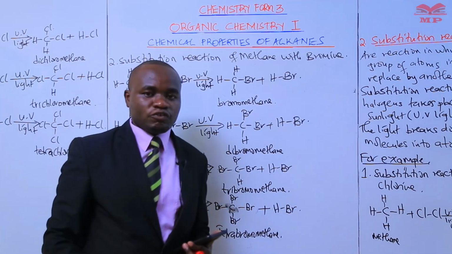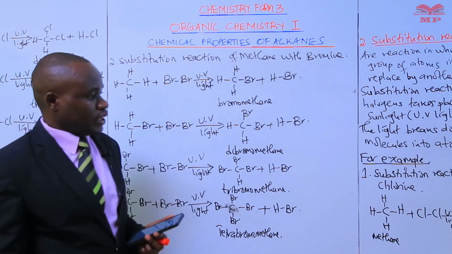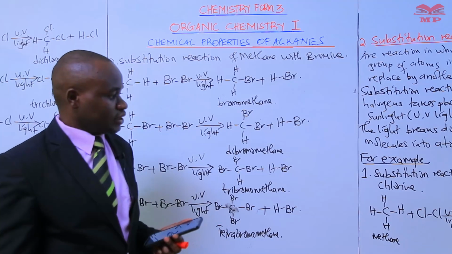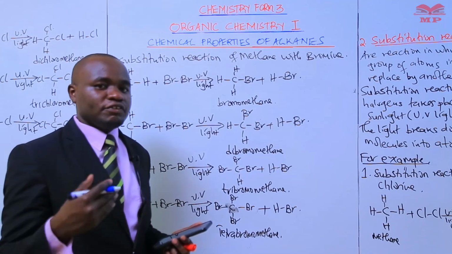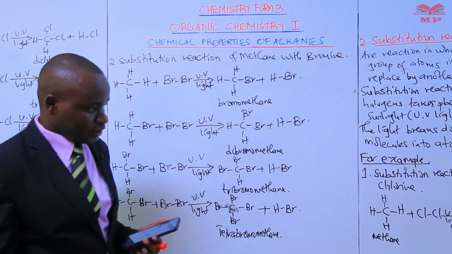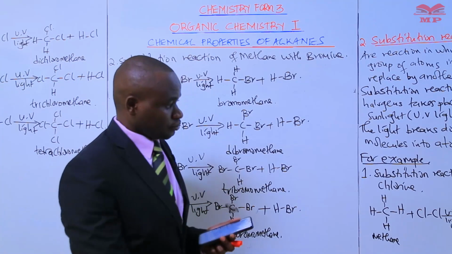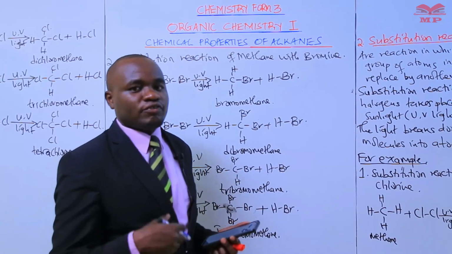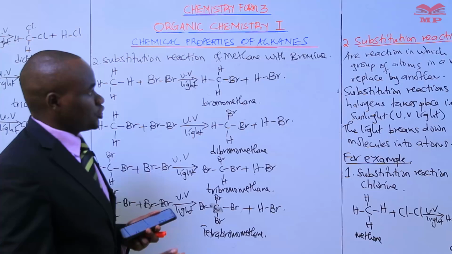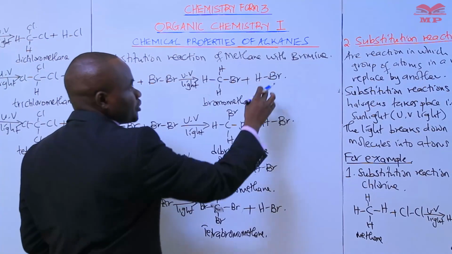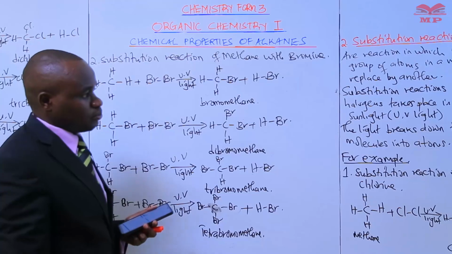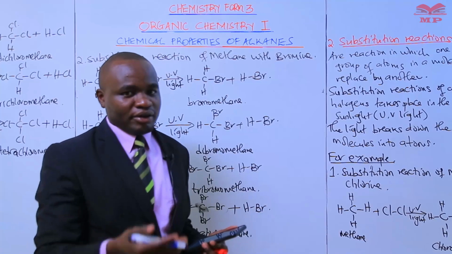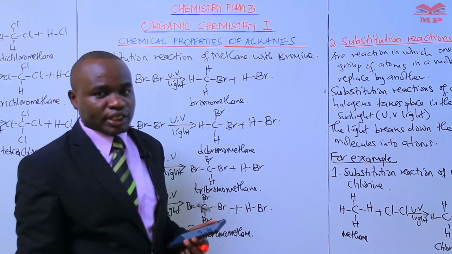You can still look at substitution of methane with other halogens, such as iodine. Now, I want us to notice that the speed of the reaction differs from one halogen to another. If you compare the rate of reaction, the substitution between methane and chlorine is faster than the substitution reaction involving methane and bromine. Of course, the reason is simple: from the knowledge we learned in Form 2 under halogens, the reactivity of halogens decreases down the group.